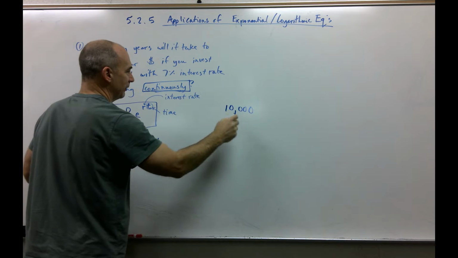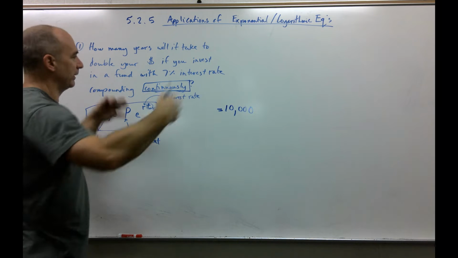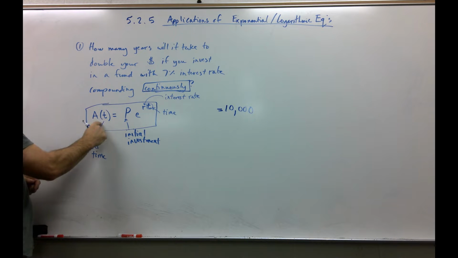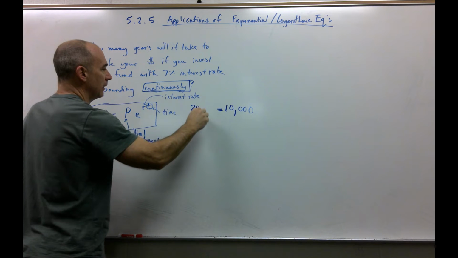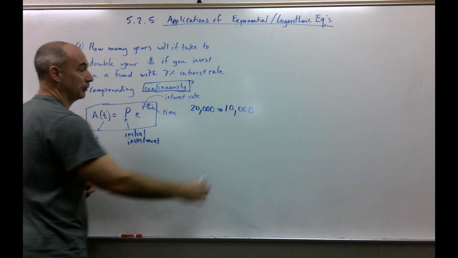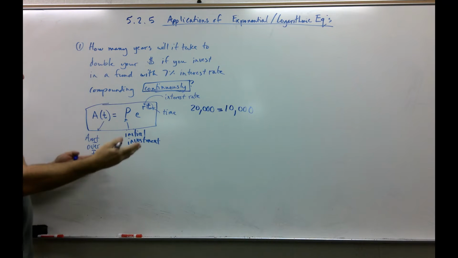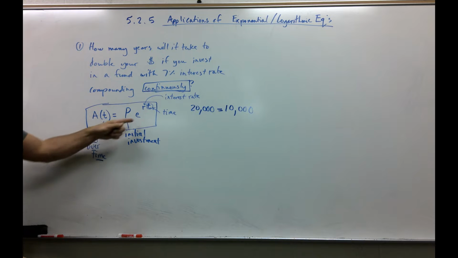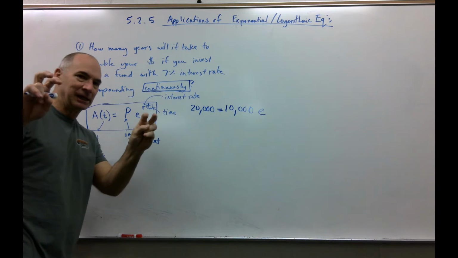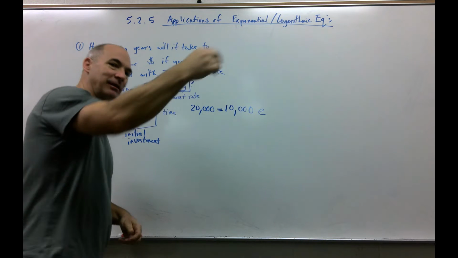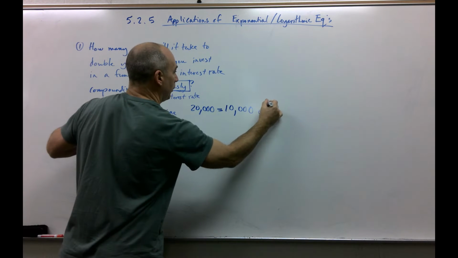Wouldn't that be nice to have that much just sitting there where we can part with it and hopefully it grows? But it's saying double your money, so the amount over time would be 20,000. Now I could put $1 here and make this 2. It doesn't matter as long as the relationship is true. That letter e is our b in y equals a b to the x. And then the rate is 7%, so it's 0.07.